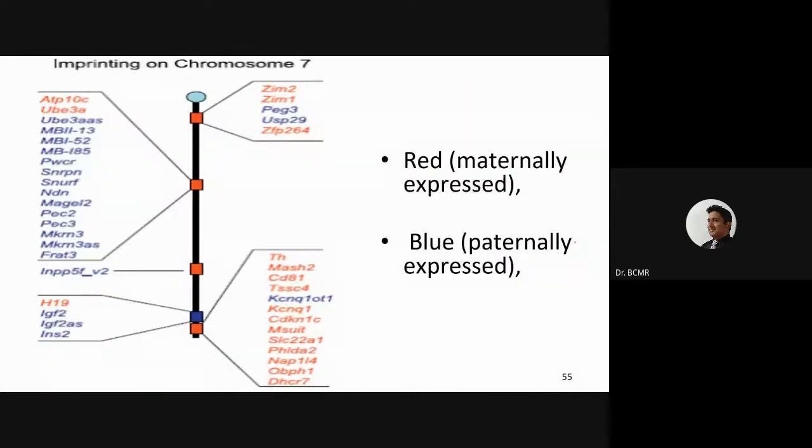So this is how chromosome 7 is, and these are some of the clusters. Like I said, imprint control regions, you can assume this is a cluster, and so on. Some of them can be separate also, like these. The red ones mean they are expressed from the maternal allele, and blue would imply that they are expressed from the paternal allele.